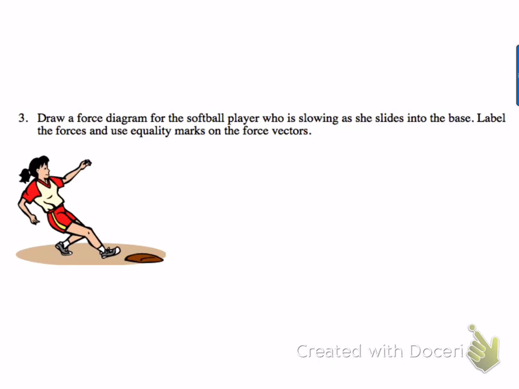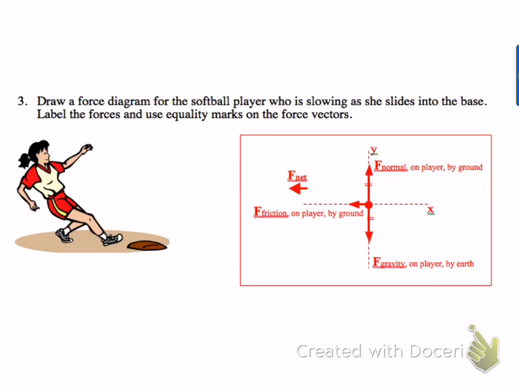All right, so let's take a look at this. We'll talk here. We'll make sure that everybody's on the same page. So you have the softball player. She's sliding. Is her velocity changing? Yes. Okay, she's slowing down. So if you are slowing down, speeding up, or changing direction, what does that tell you about the forces? They are unbalanced. So, I still have gravity pointing down. I still have the normal force pointing up. Those cancel each other out.